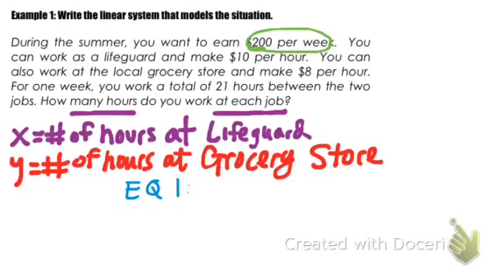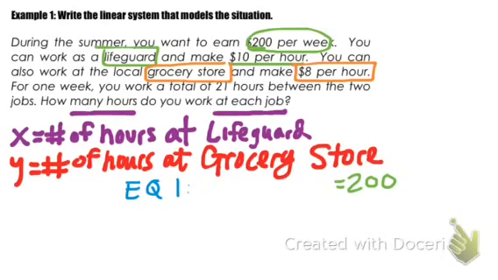So if we're talking about our variables, X being the number of hours at the lifeguard position, and then Y being the number of hours at the grocery store, well, it says that we make $10 per hour at the lifeguard position, and we make $8 per hour at the grocery store. So if you think about how we can total that up to be $200 of our time spent at our jobs, well, we know that our total has to be $200.